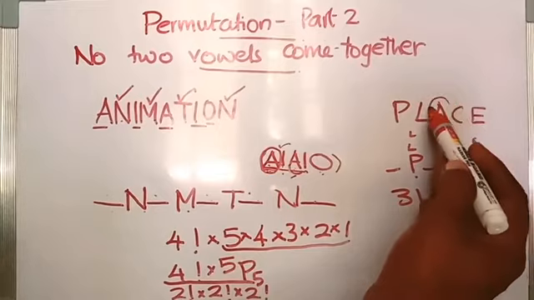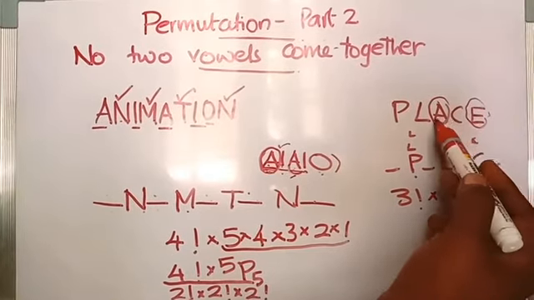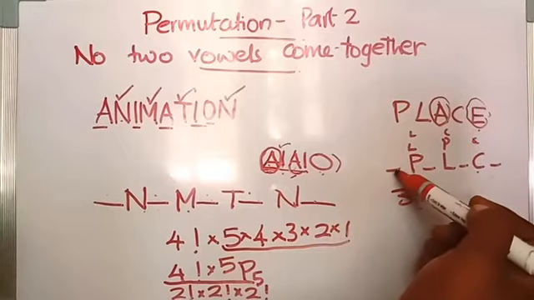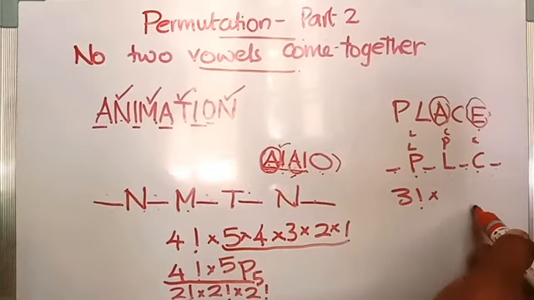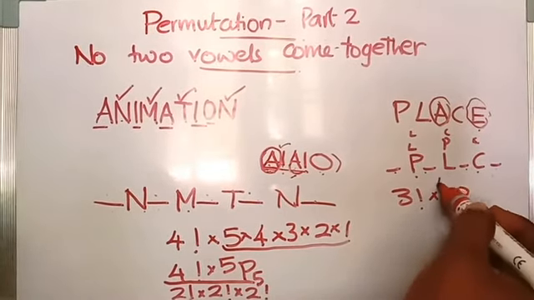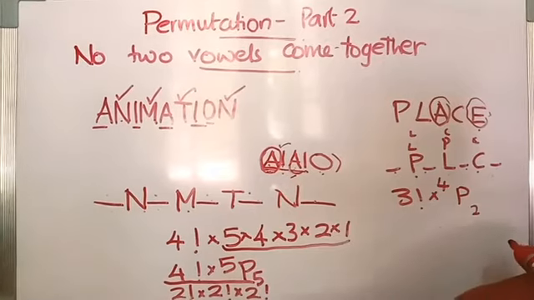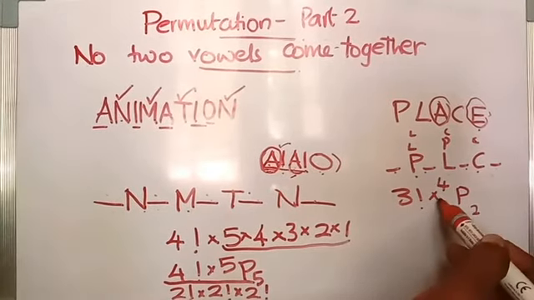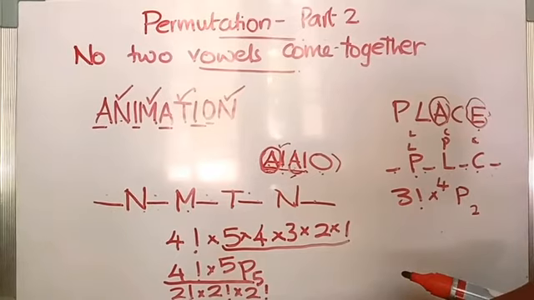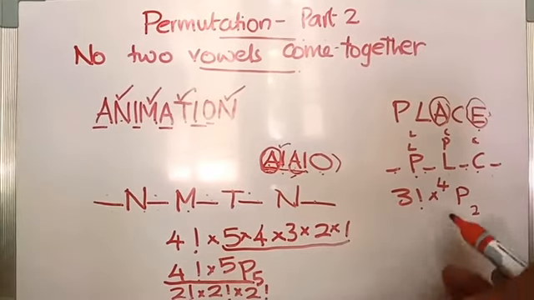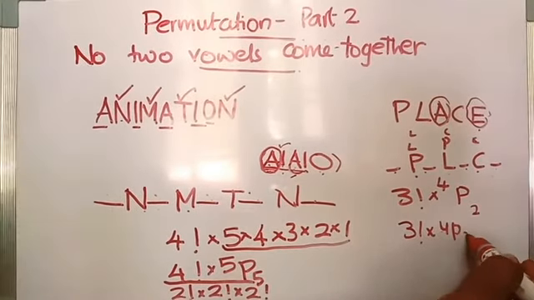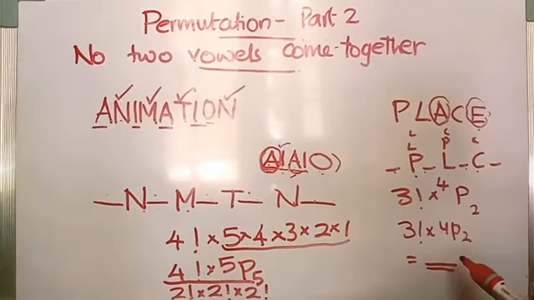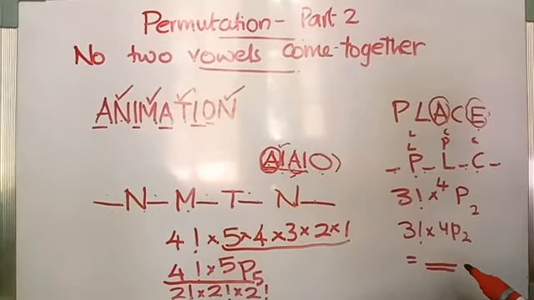Now it's time for vowels. There are 2 vowels to be placed in 1, 2, 3, 4 places. 2 vowels to be placed in 4 places, which is 4P2. So 3 factorial into 4P2. Okay, so we get the answer for this one as 3 factorial into 4P2. Just do the calculation and we get the exact answer. So I hope you got the topic of no two vowels coming together.